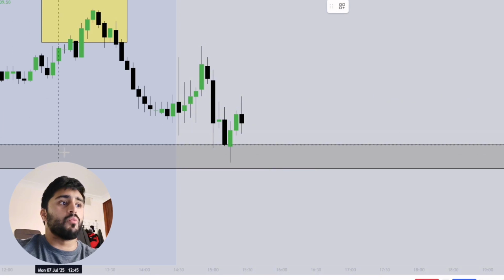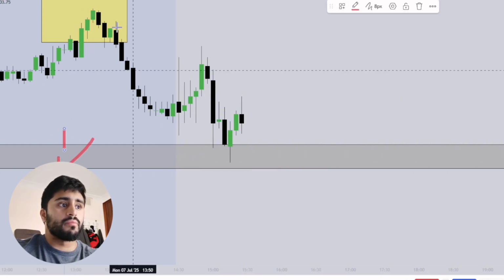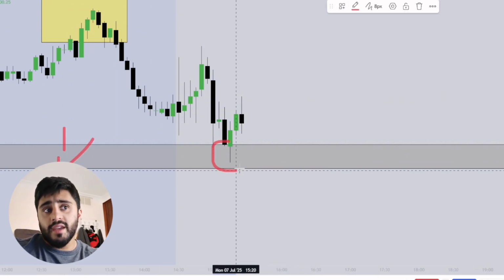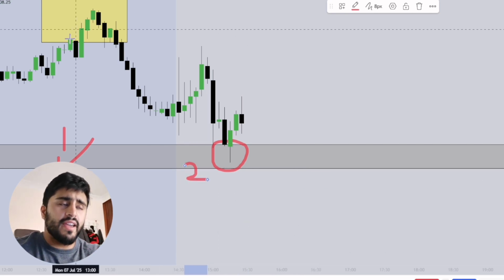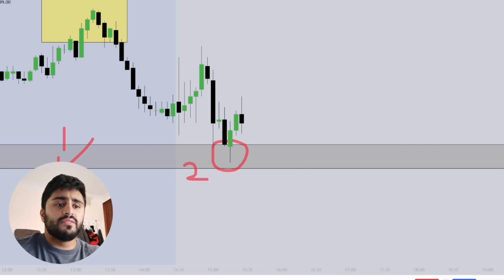So step one, we have our what, right? That's tick. That's step one. Step two, we want to wait for an entry. So this is going to be step two, and we want to understand what is going on inside of this fair value gap, right? That is very important to understand.